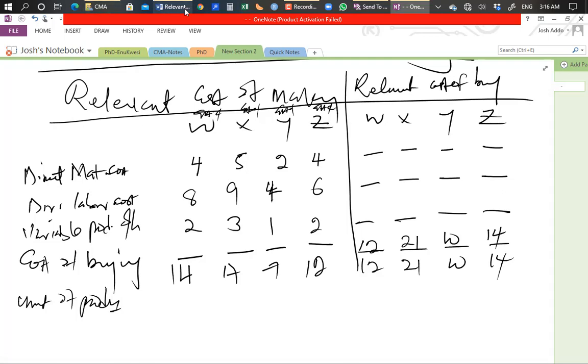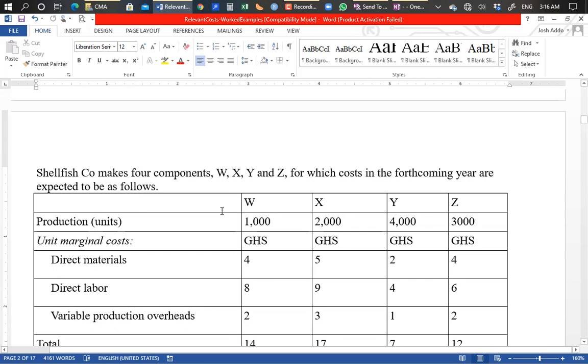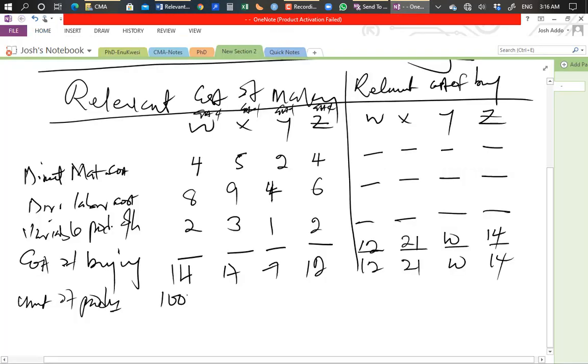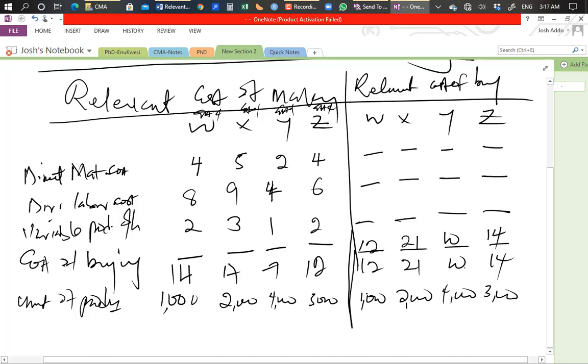The question said we are expecting to produce 1,000 units of W, 2,000 units of X, 4,000 units of Y, and 3,000 units of Z. So we just write those things there. This is 1,000. This is 2,000. This is 4,000. And Z is 3,000. It's the same thing here for the buying option. When we decide to buy, we'll buy the same quantities as we intend to produce. So this is 1,000, this is 2,000, this is 4,000, and this is 3,000. When we multiply the variable cost per unit by the volume that we intend to manufacture or buy, we get a total variable cost first. Then we come and look at the fixed costs.